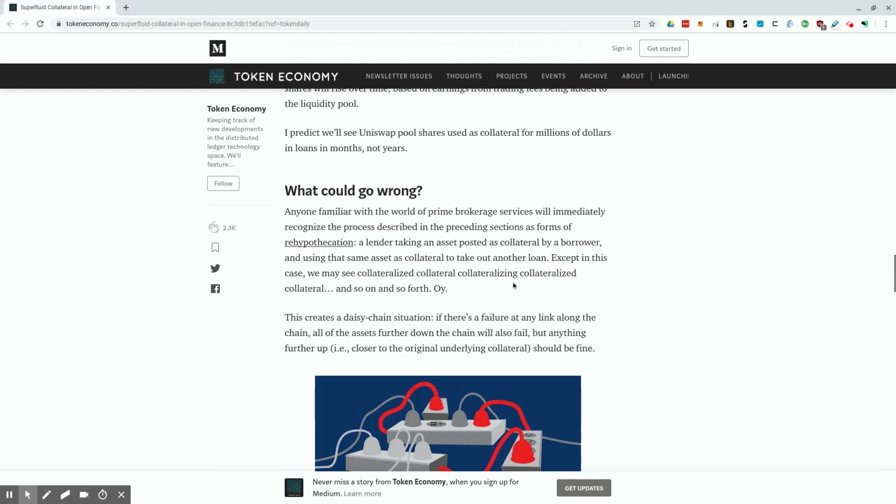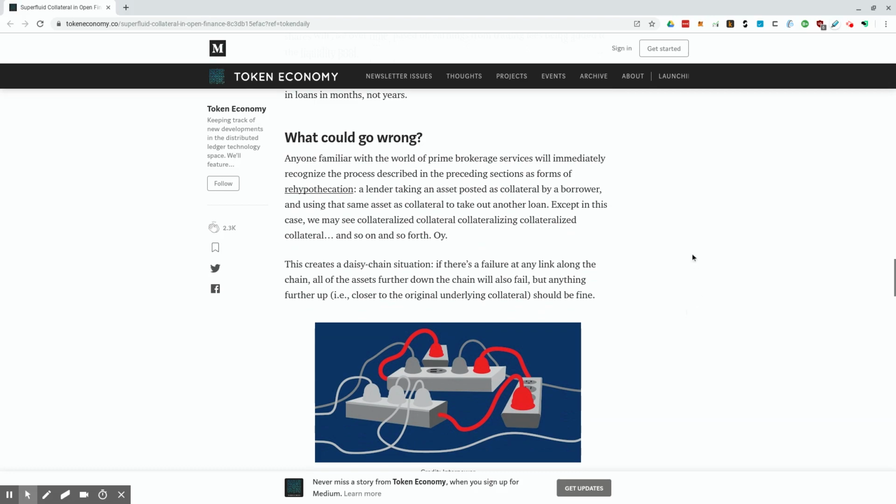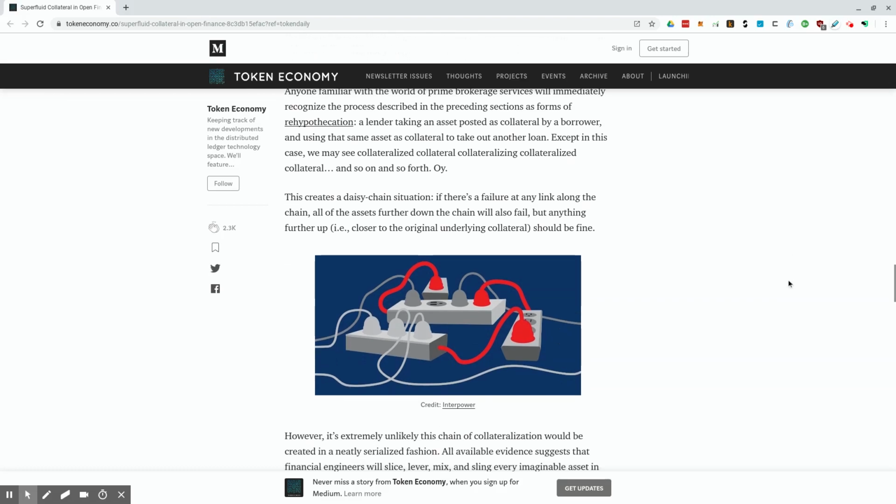So now we're getting into what could go wrong. Anyone familiar with the world of prime brokerage services will immediately recognize the process described in the preceding sections as a form of rehypothecation, a lender taking an asset posted as collateral by a borrower and using that same asset as collateral to take out another loan. Except in this case, we may see collateralized collateral, collateralizing collateralized collateral, and so on and so forth. Oy. This creates a daisy chain situation.